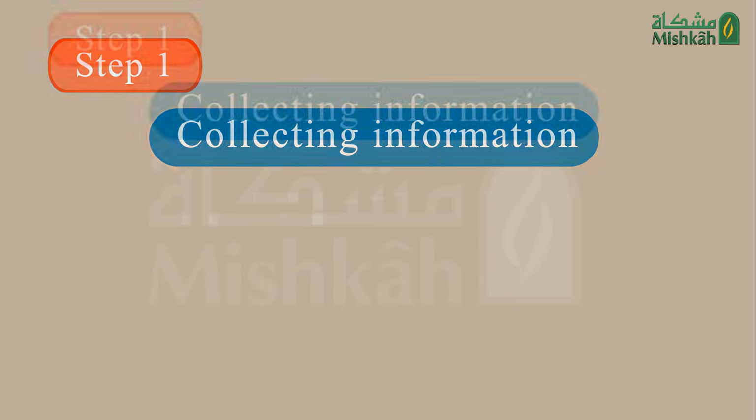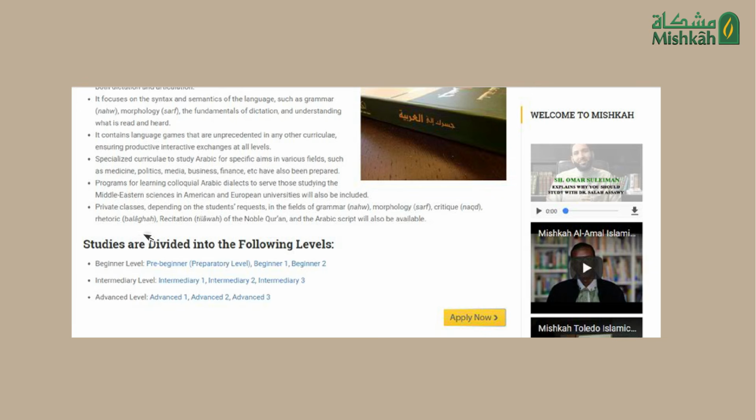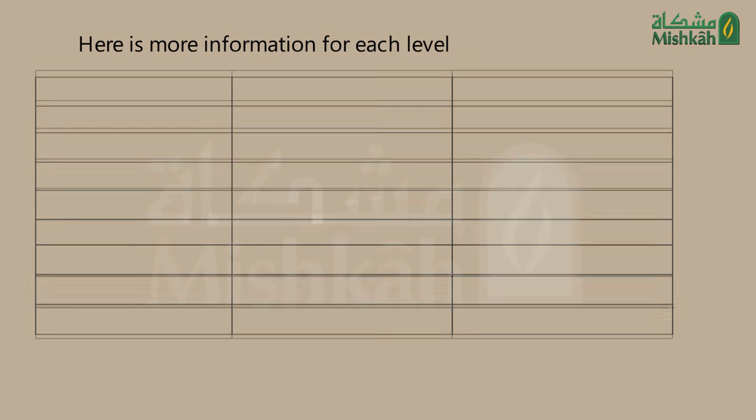Step 1. You can find the description about the program by visiting our website, www.mishkahu.com, and clicking on Academics and then Programs and Certificates. Here is a summary for each level.